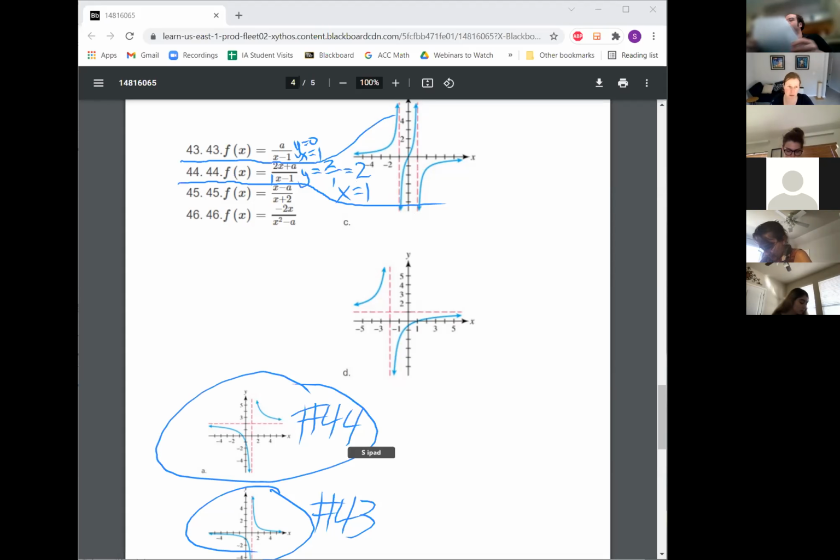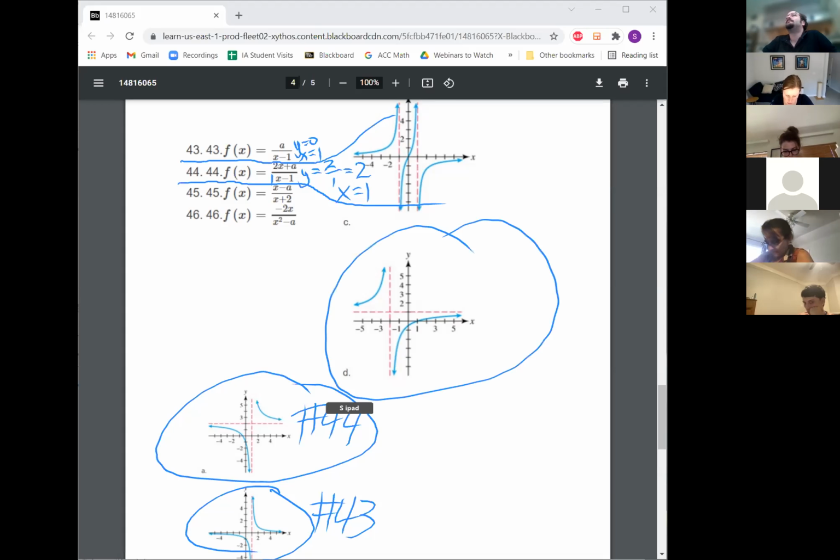All right, I know we're at time here, so the last one, let's at least say what 45 and 46 are. 45 is going to have y is 1 and x is -2. So this one's 45. Is that what you got?